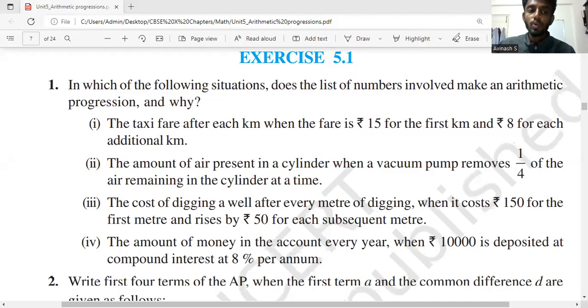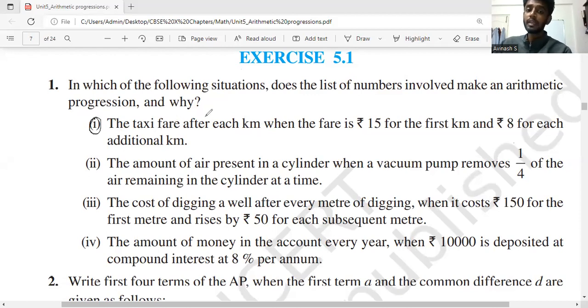So let us learn how to do question number 1 in exercise 5.1. In exercise 5.1, we are just going to deal with the basics of arithmetic progressions. So the first question goes like this. We have to convert the situations into numbers and then check whether they form an arithmetic progression or not. The first subdivision is very clearly given.